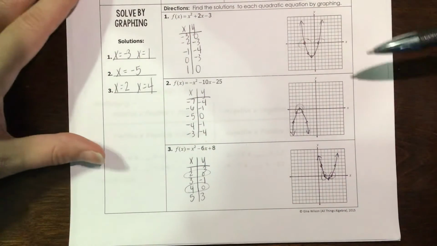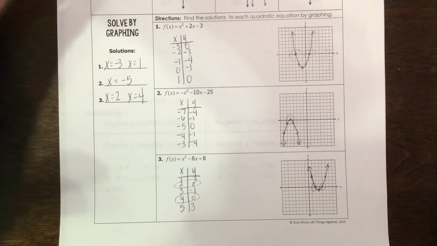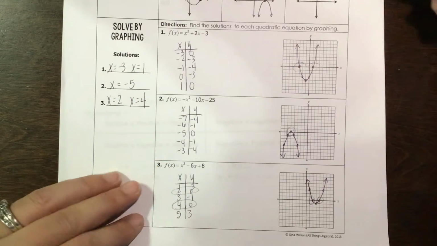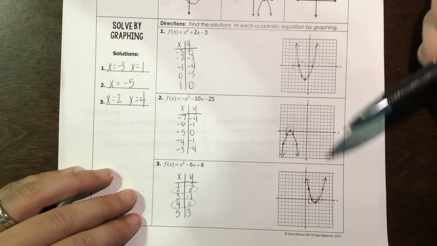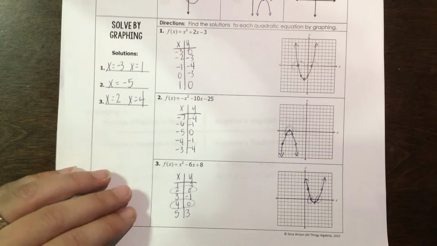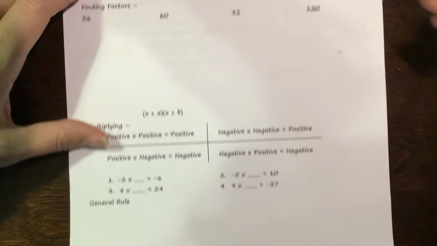Okay, so that's just basically from graphs. You're looking where it crosses the x-axis, and that's your solution or solutions. More than likely it's 2. Okay, so that's really easy. We're not going to spend a lot of time on that portion of it. So we're going to look at a second way to solve quadratic equations, and that's through factoring.